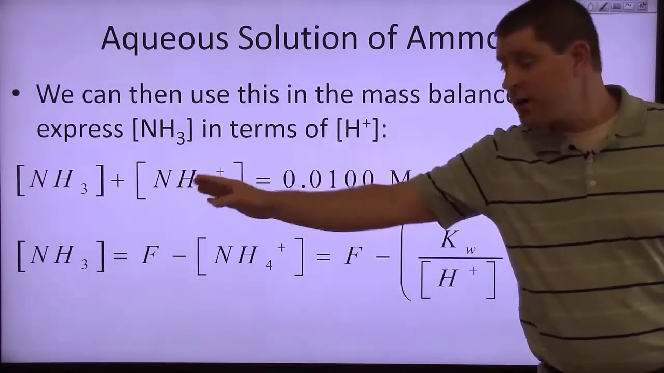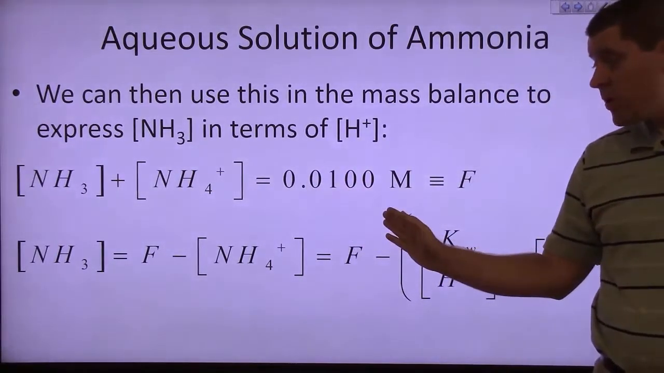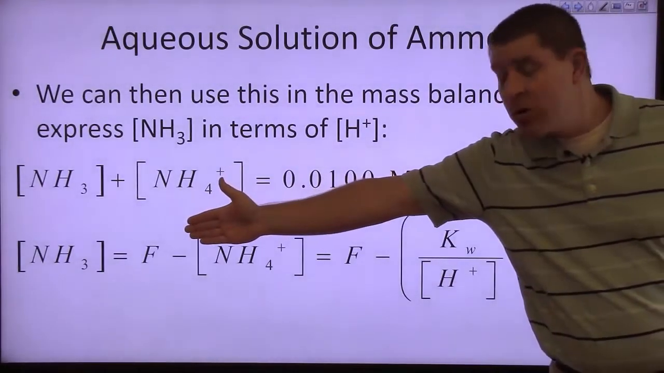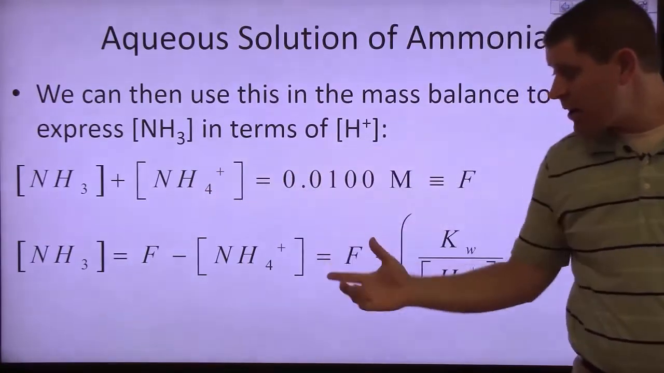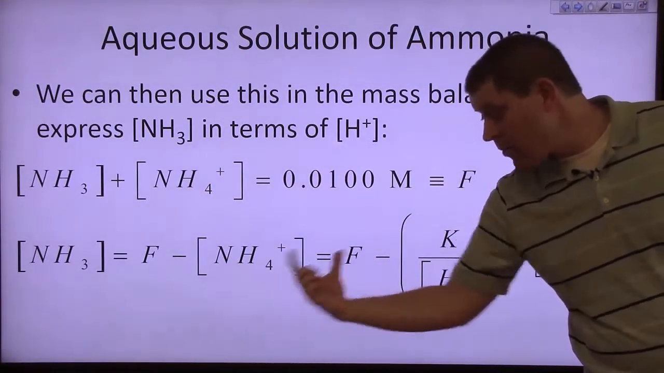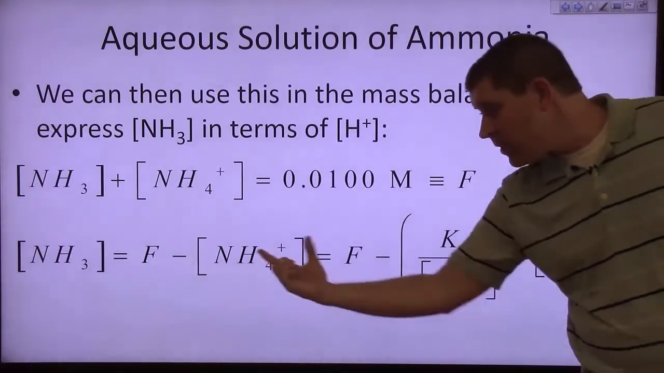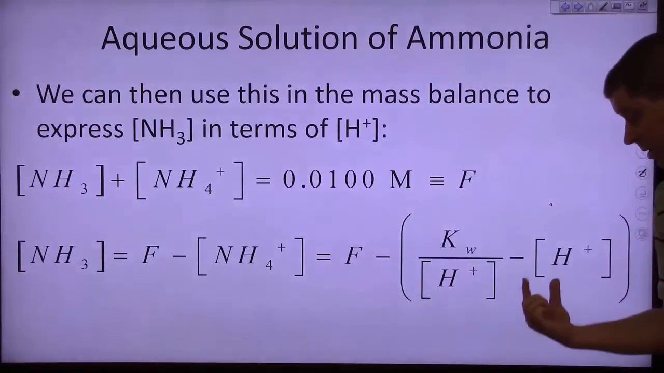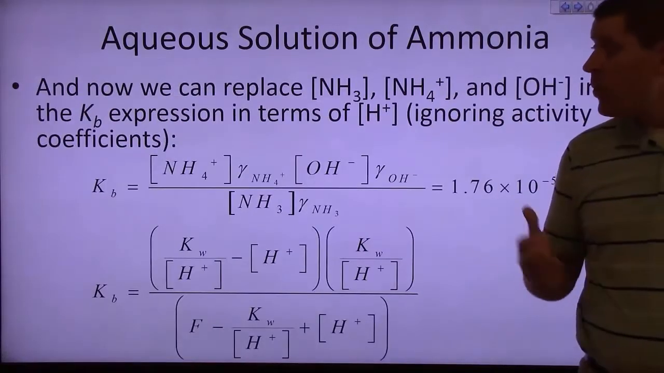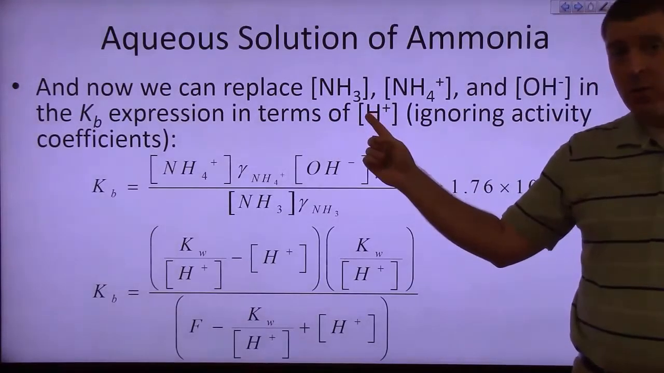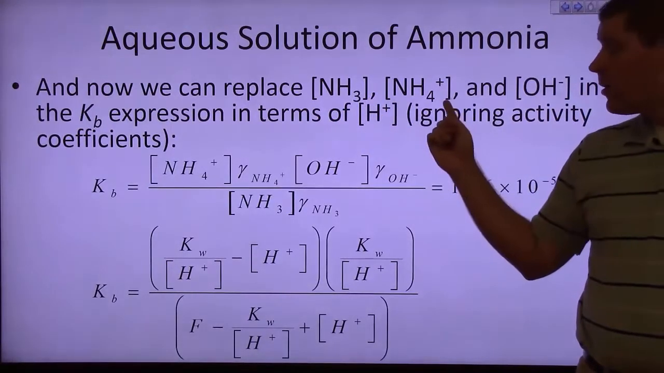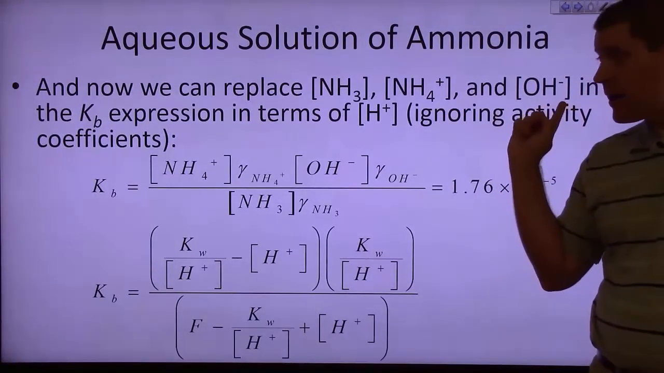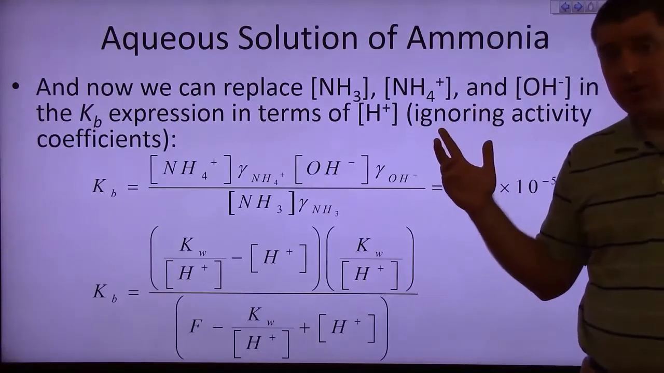Remember, we knew that the ammonia concentration plus ammonium must be equal to 0.0100 molar, and that was equal to F, our formal concentration, which means that the ammonia concentration must be equal to F minus the ammonium concentration. And we can now replace our ammonium concentration. So that gives us the ammonia concentration is equal to F minus Kw over the hydrogen ion concentration minus the hydrogen ion concentration. And now we can replace our ammonia concentration, our ammonium ion concentration, and the hydroxide ion concentration, which we now have in terms of hydrogen ion concentration.